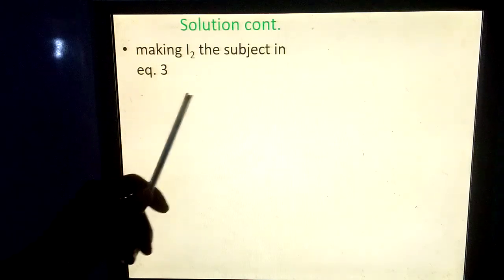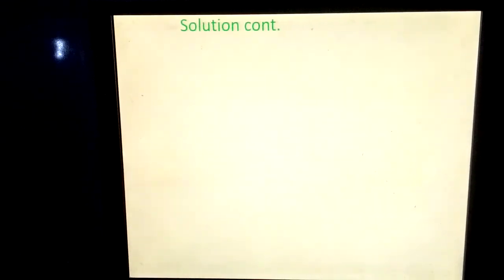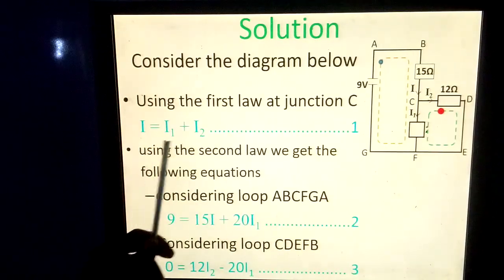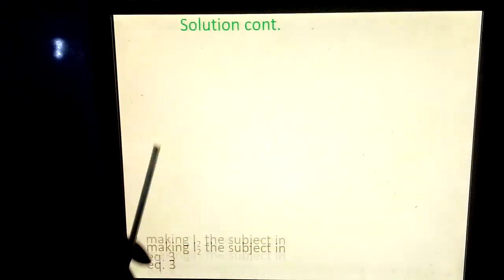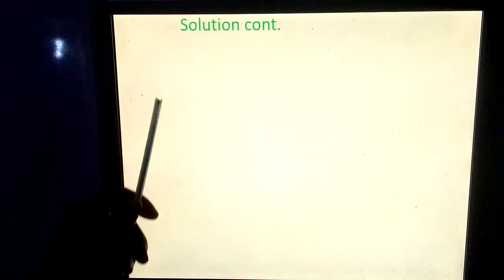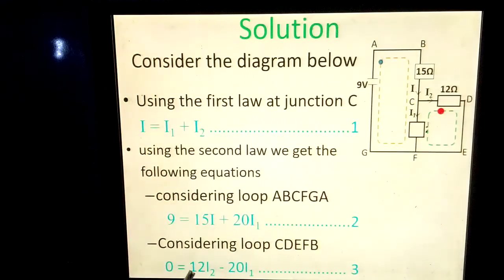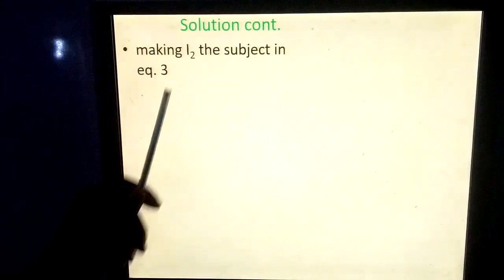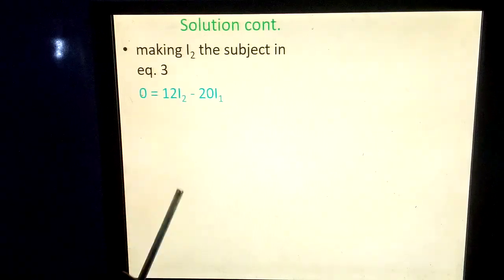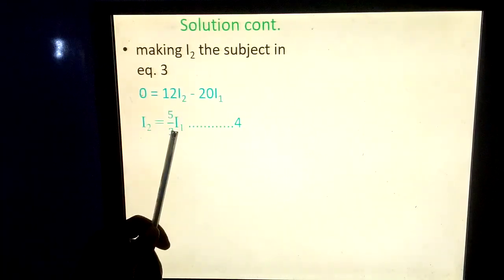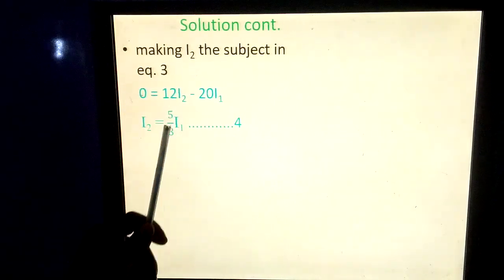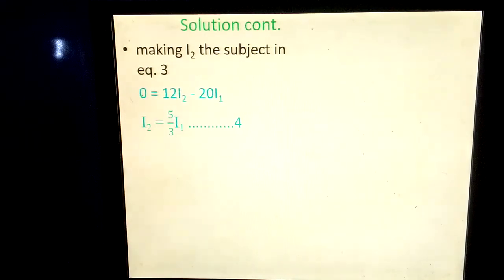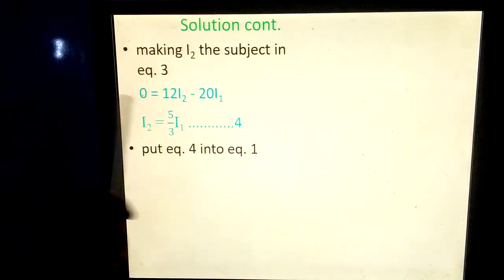So we make I2 the subject in equation 3. This is equation 3. We make I2 the subject, and that gives us this. We carry this one across the equal sign. Then we divide through by 12. That will give us 5 over 3 I1. Then we call it equation 4.